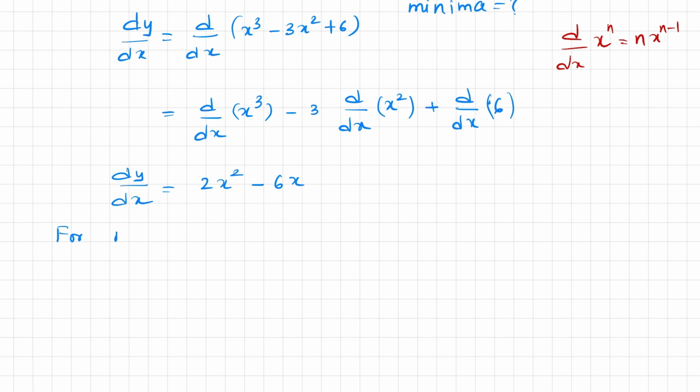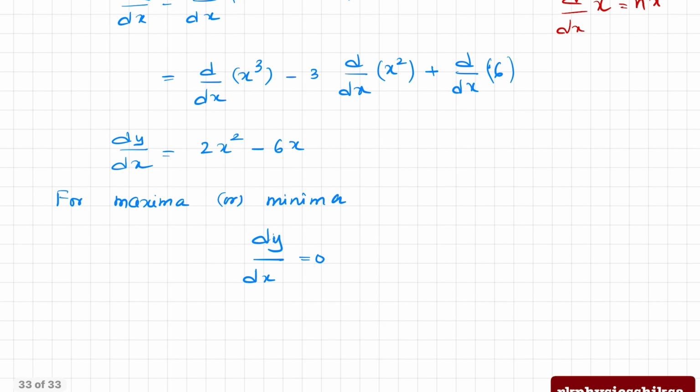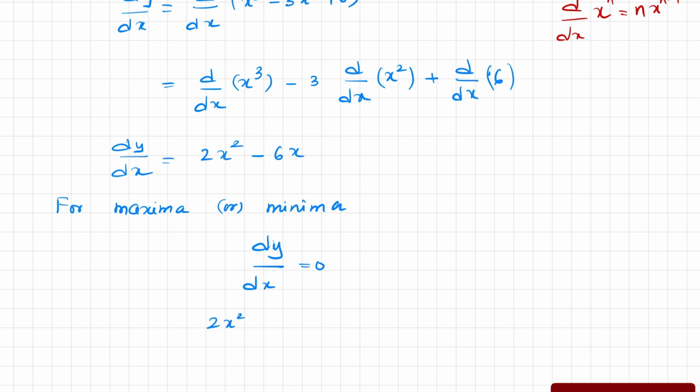For the point to be a maxima or minima, dy by dx should be equal to 0. So in that case 2x square minus 6x equal to 0, from which if I take x common, I'll get it as 3. Oh, sorry, my mistake. This is 3x square. 3 into x to the power of n minus 1, so this will be 3 here. So 3x minus 6 is equal to 0.